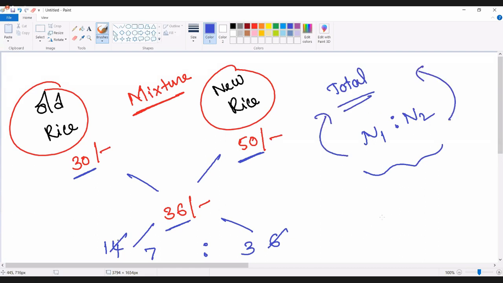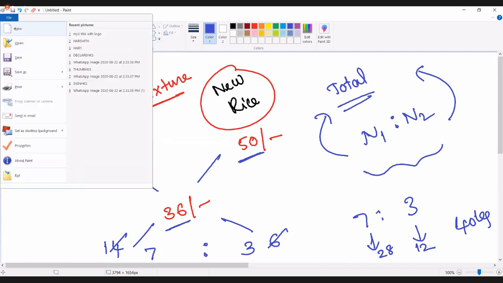See, when you know that 7:3 is the ratio and the total is 40 kgs, then what are 7 parts and 3 parts? We already discussed this in the ratios concept. What is 7:3? 10 parts. 10 parts is 40, 1 part is 4, 7 parts is 28, 3 parts is 12. Overall, it is going to be 40. So like that, you are going to see the questions of allegations and mixtures.